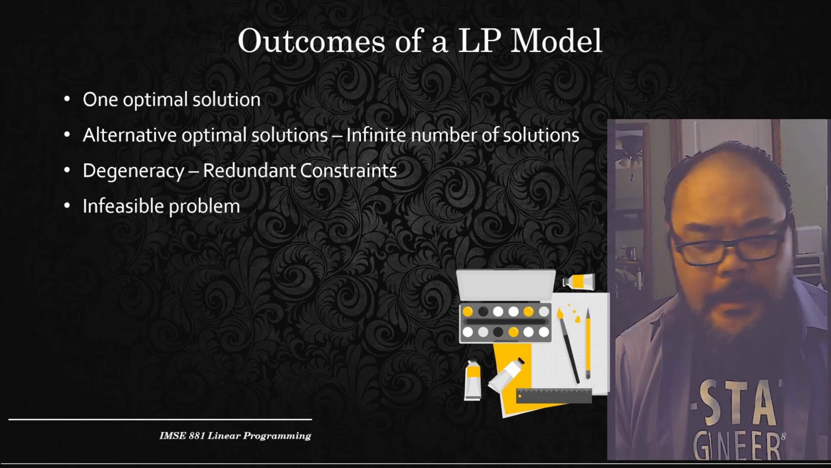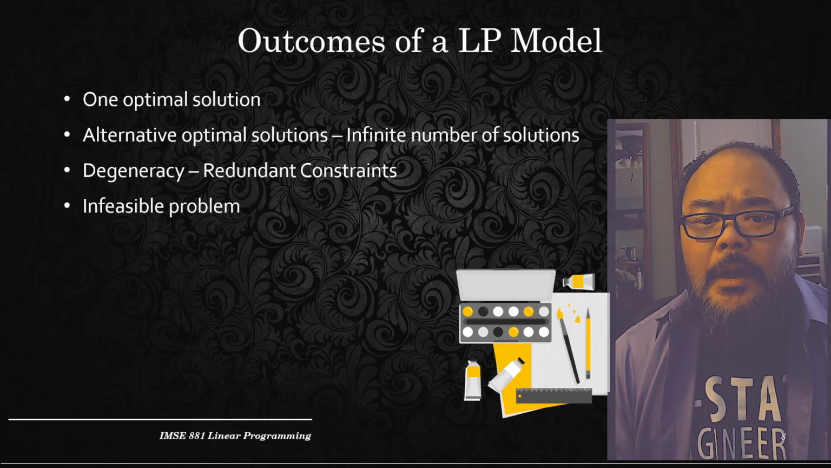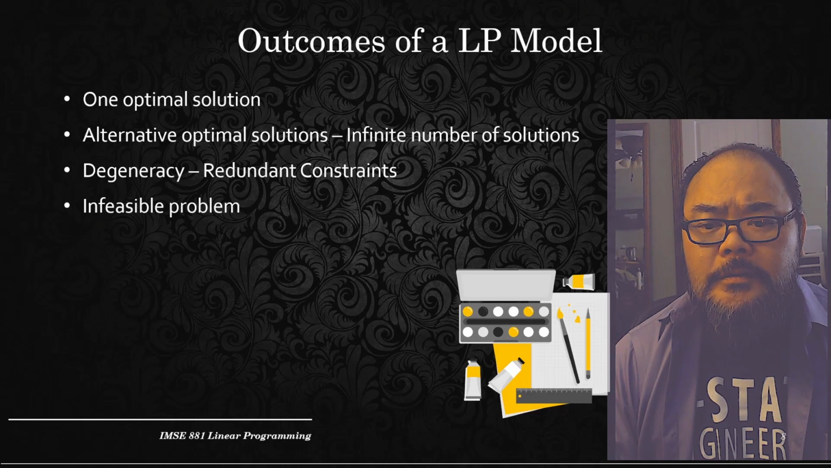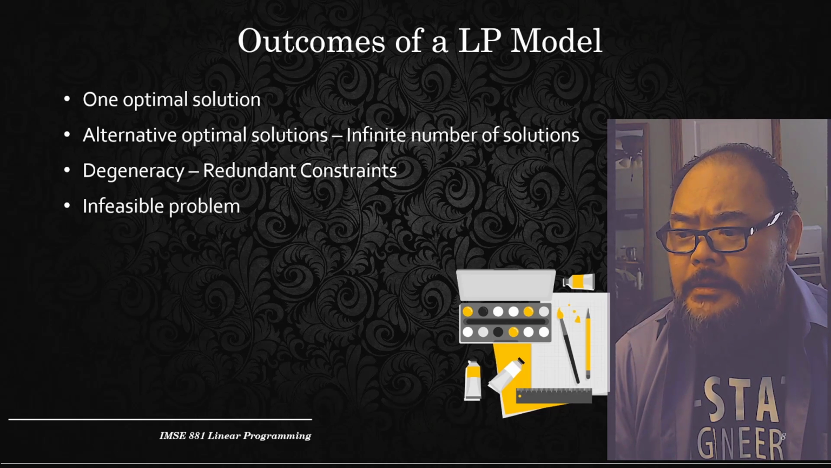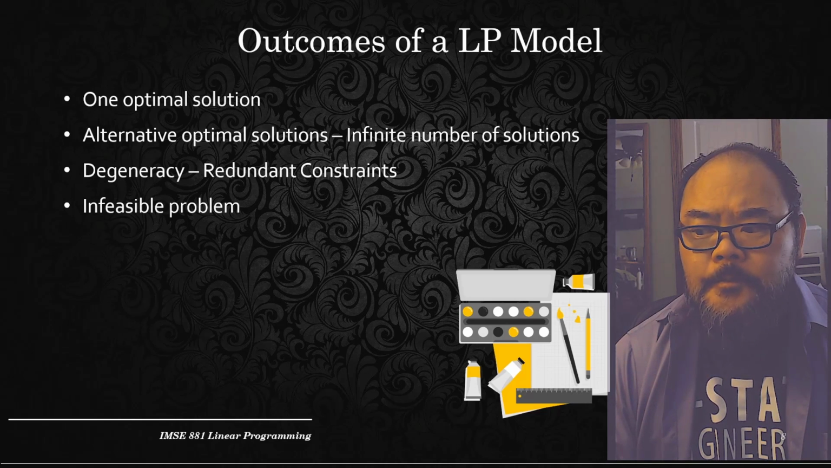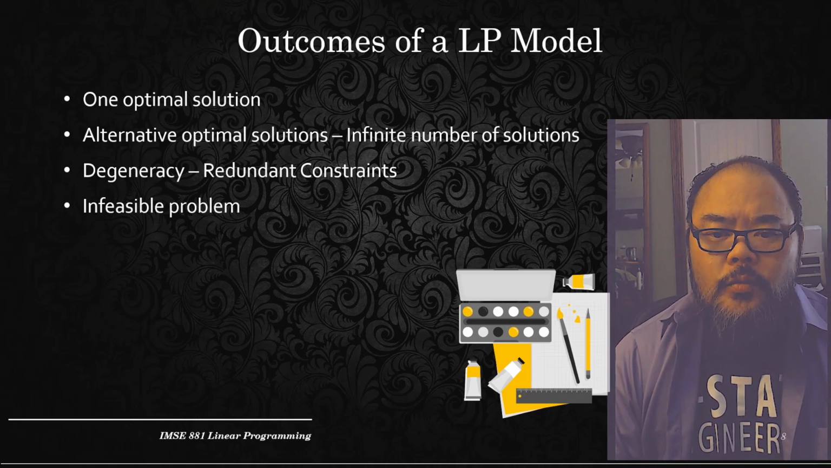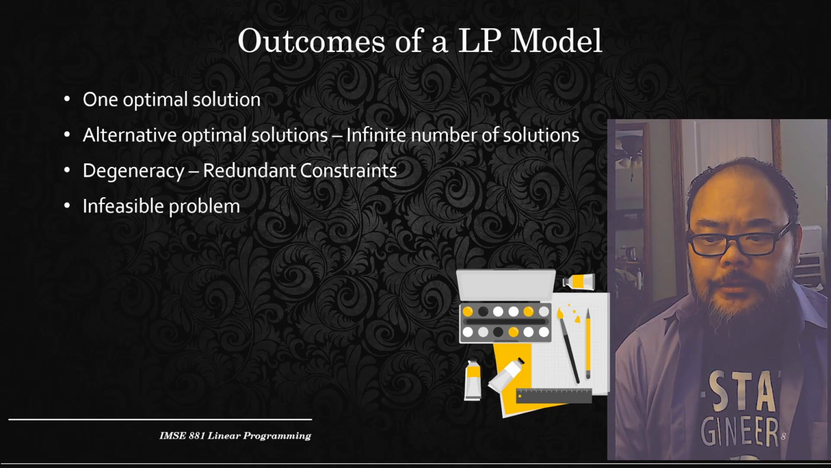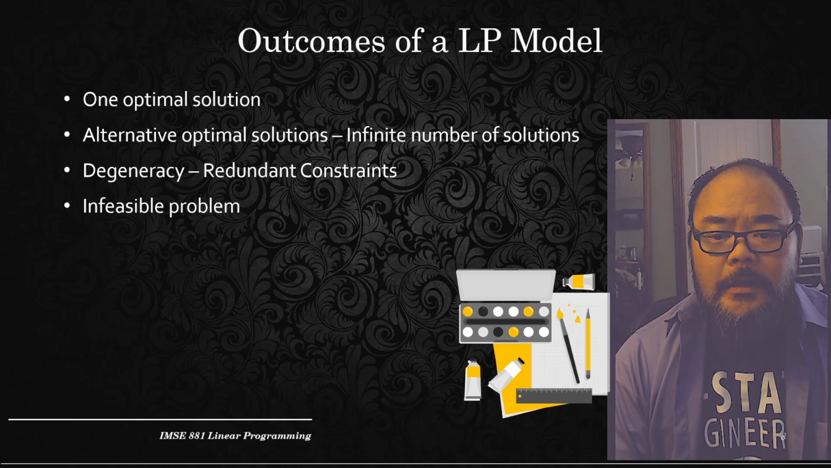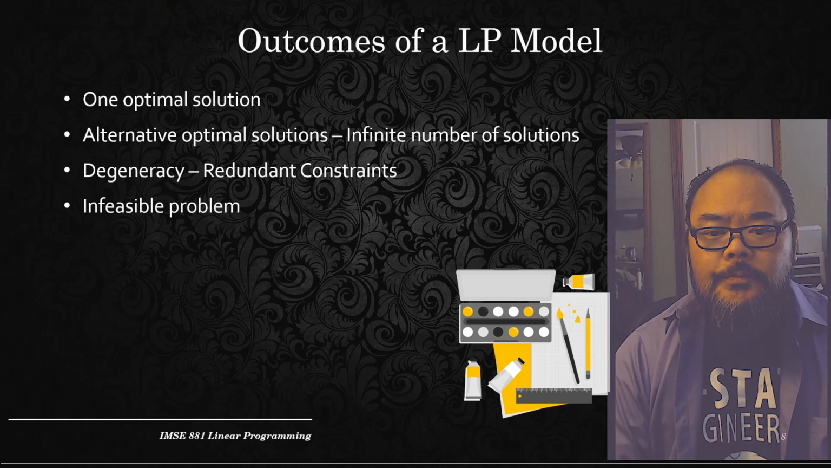This slide talks about the outcomes of a linear programming model, and they're summarized here. There are four possible outcomes. The first one is one unique optimal solution. You have one single optimal solution. It always happens on a corner point, or extreme point, as we're referring to it.